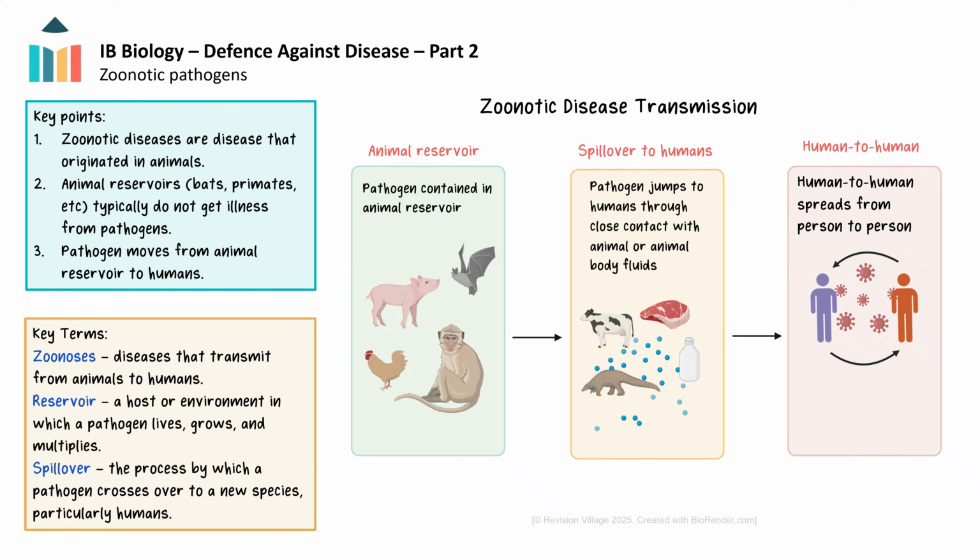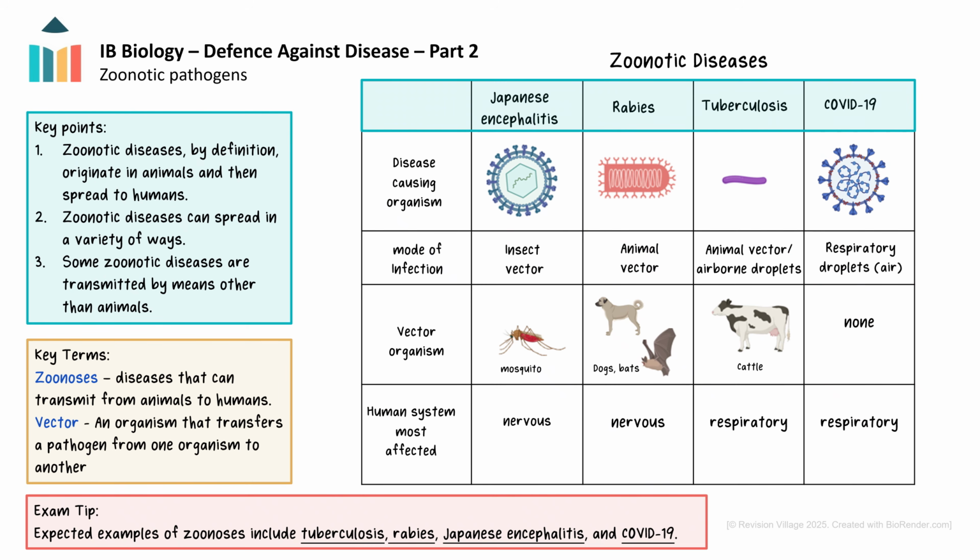Once the pathogen has successfully crossed the species barrier, it can spread among humans and potentially cause outbreaks or epidemics. Understanding spillover dynamics is crucial for predicting and preventing emerging infectious diseases. As mentioned, zoonoses are infectious diseases that can be transmitted from animals to humans. Examples include tuberculosis, rabies, and Japanese encephalitis.